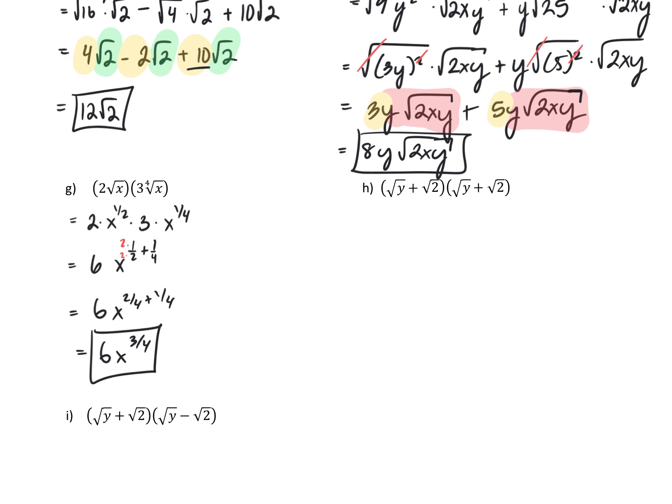Now let's take a look at h. What do we have here? We have multiplication going on between two different binomials. We can't add anything on the inside, so we're going to go ahead and FOIL.